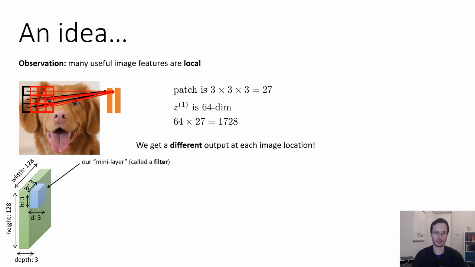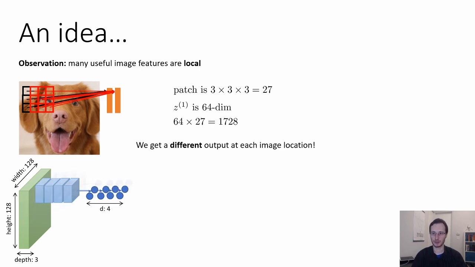So this is our mini layer. It's also called a filter. Now we have 64 outputs, so we need one of these little 3x3x3 boxes for every output, of which there are 64. So we need a bunch of these things. Okay, here I drew 4 of them. And that produces a little vector of length 4 for every position in that input image. So this is a depth of 4, and we're going to slide it over every position in the image and compute a different depth 4 vector for every 3x3 patch.